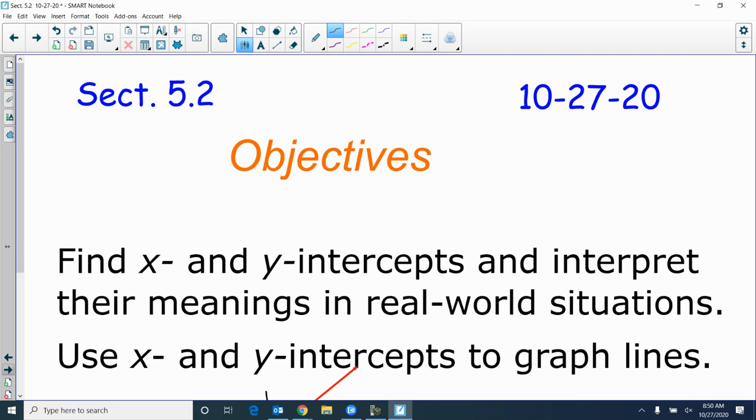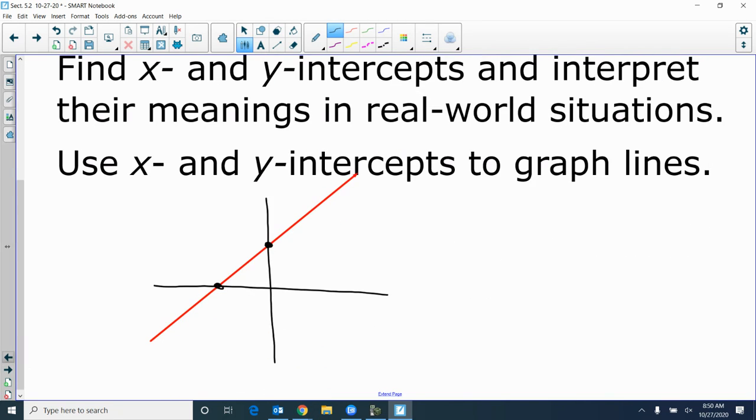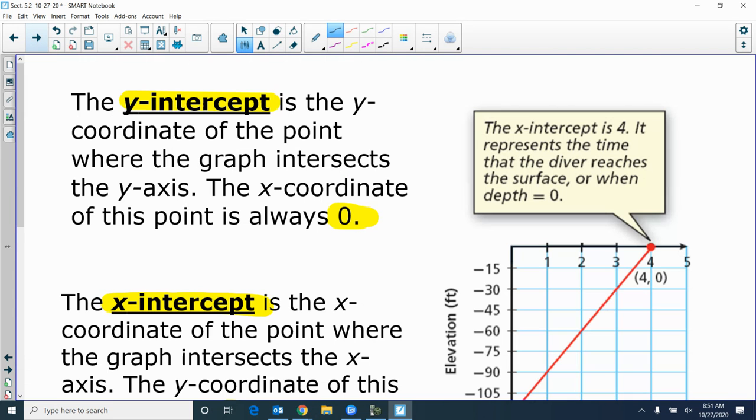All right. X and Y intercept. All it means, like you got a graph. This is your x-axis. Does that red line hit the x-axis? Yeah, that's our x-intercept. Does it hit the y-axis? Yeah, that's our y-intercept right there. That's all x and y-intercepts are. And to find them, we're going to go over the procedure for that.